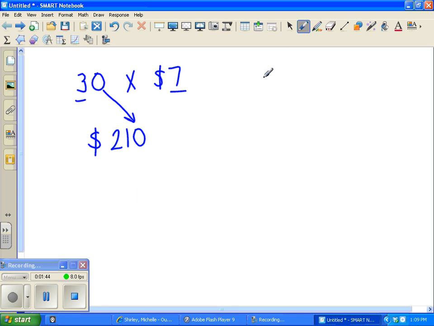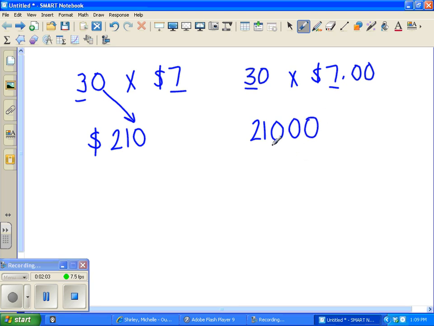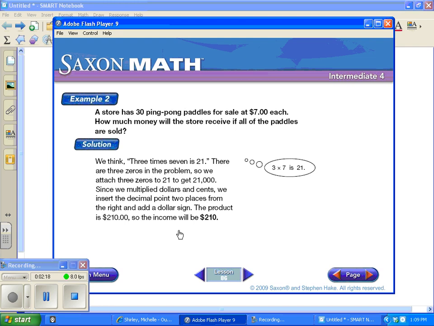Now, if you wanted to do it the other way, 30 times $7, you could still look at the 3 times 7, okay, which is 21. Now, this way, there are 3 zeros in the answer. So if we put in 3 zeros, here's the kicker. You still have to make it look like money. You still need a decimal point and 2 spaces to the right of that decimal point and a dollar sign. Either way, you have the same answer. So whatever way you think is easiest for you.